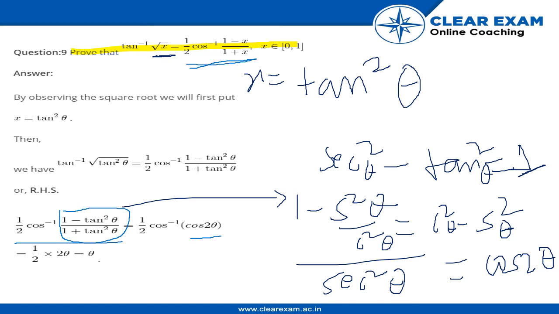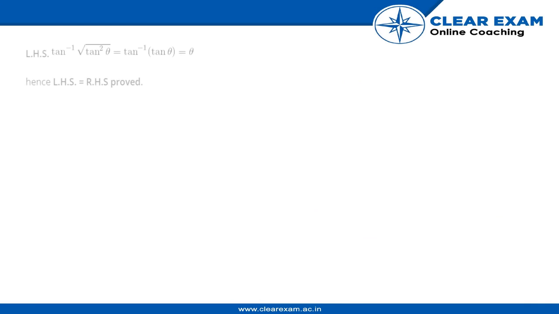So our term is simplified to half of cos inverse of cos 2 theta. Now cos inverse of cos x is equal to x, and our x is equal to 2 theta. So our expression is further simplified to half into 2 theta, which gives us theta. Now let us move to the next slide.